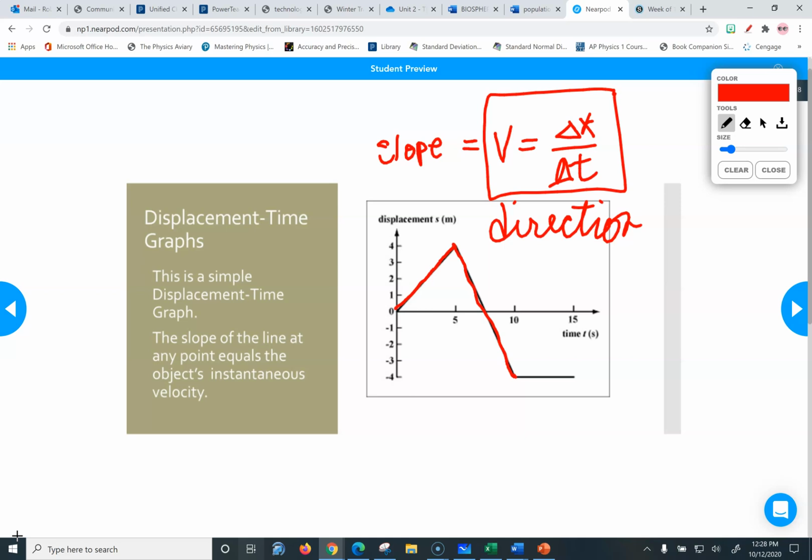So from 5 to 10 seconds, you have the same velocity, and you should be able to see that that is negative, which means it's moving in the negative direction, or backwards is another way to say it. Remember that a horizontal line on an xt graph means that the slope equals 0. So v equals 0, so it means that it's just standing still.